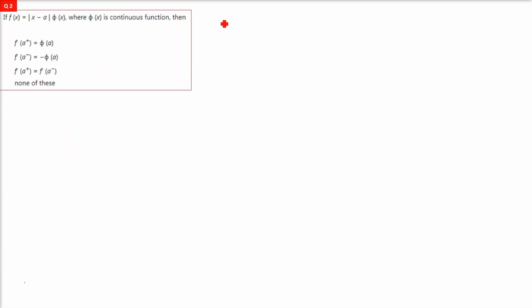Now this question, we have f(x) equal to mod(x minus a) times phi(x). Phi(x) is already given in the question to be a continuous function. So which one of these is correct? Because a plus, on any number line, means we are just adding a very small, infinitesimal number, a plus h, where h tends to 0. And a minus h on the left hand side.